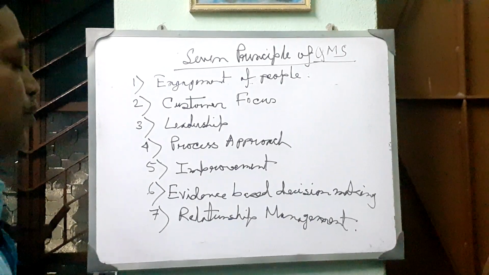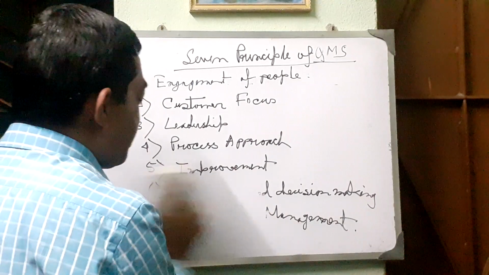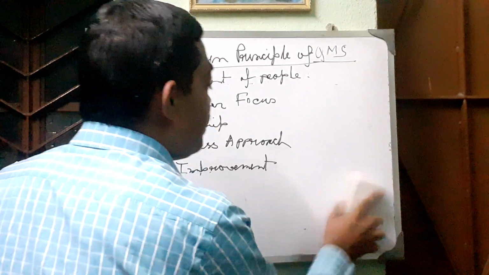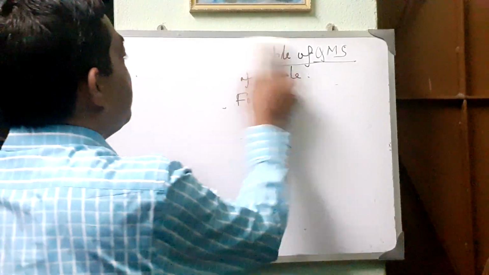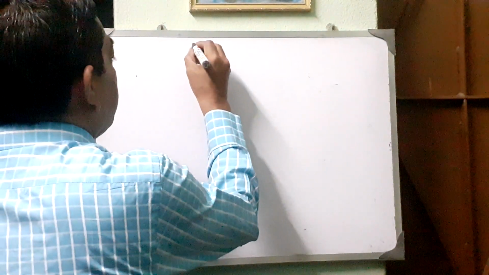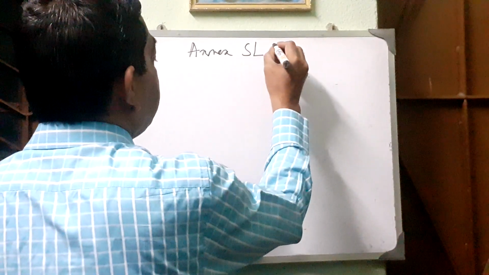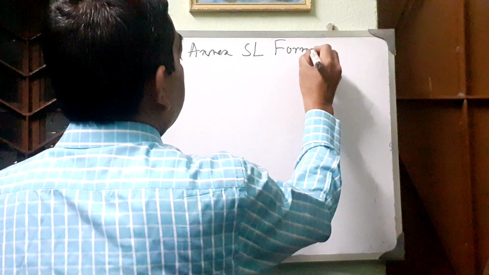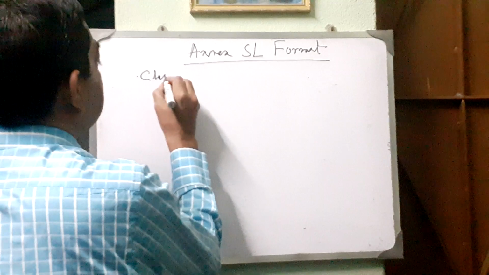And now we go to the point: ISO 9001, ISO 14001, ISO 22000 are following one basic format. This is called the Annex SL format. So what are the clauses under this Annex SL format? Generally, they follow these things.